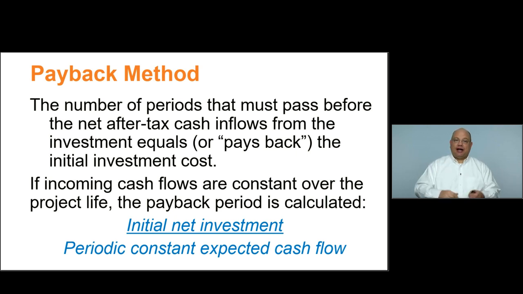If we have a $200,000 initial net investment and we have $50,000 a year coming in, well, it's going to take us 4 years. Okay. This is the calculation. It's very simple when we have constant cash flows over the years. Okay. Each year we have constant cash flows.